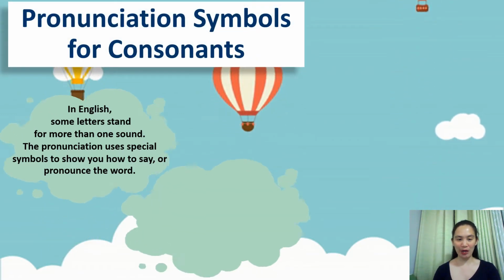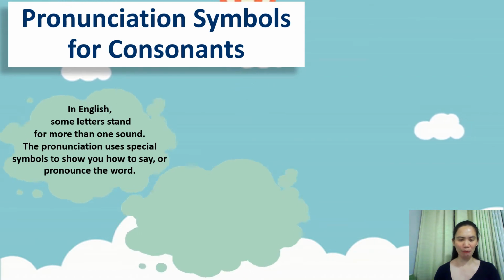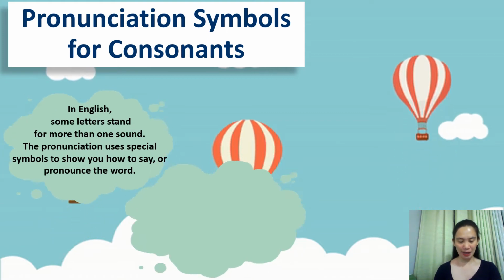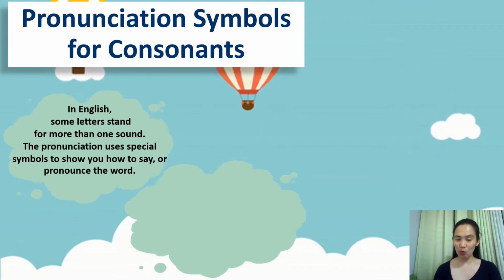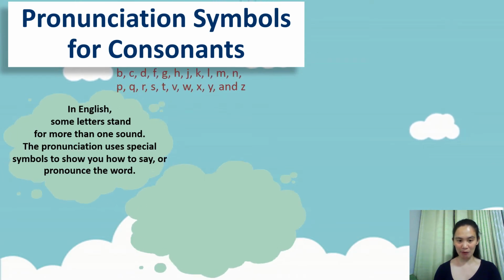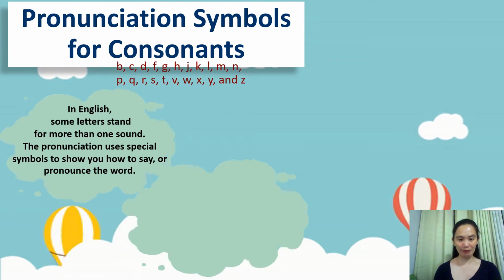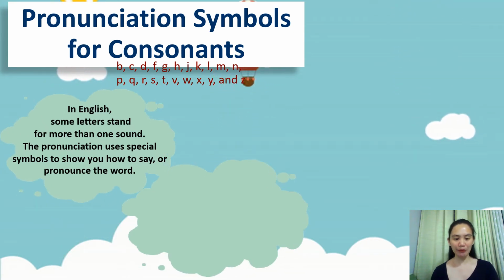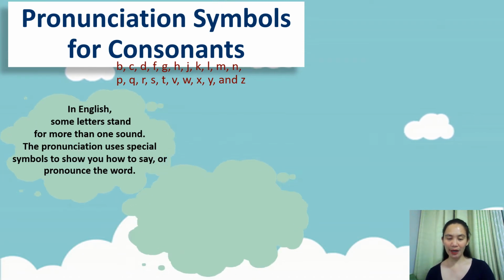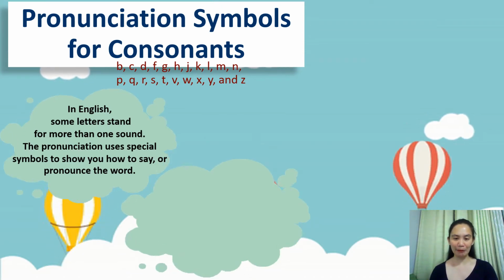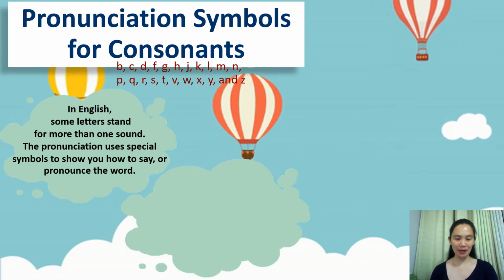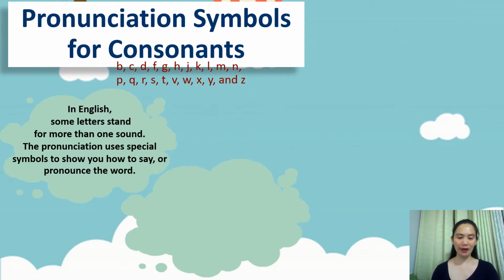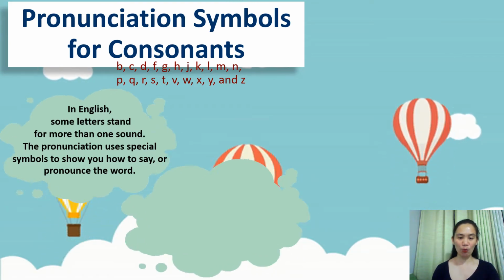In today's topic, we have pronunciation symbols for consonants, but before we go to the different symbols for consonants, let's take a look at the 21 consonant letters in the English alphabet. We have the letters B, C, D, F, G, H, J, K, L, M, N, P, Q, R, S, T, V, W, X, Y, and Z.